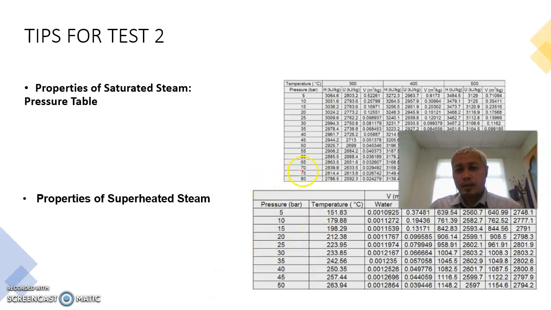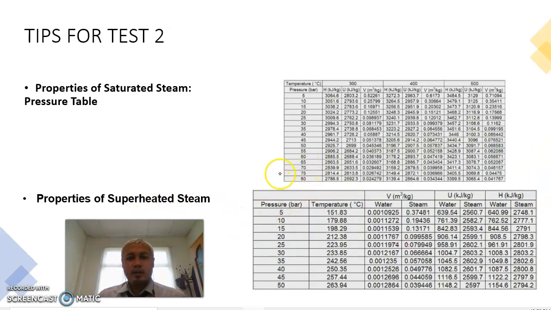Okay, this is the table that I will give to all of you. Before that, let me move my video. This kind of table will be given to all of you for test 2. So, properties of saturated steam, pressure table. You will be given the value of pressure. If the question mentions the value of pressure, you just look at this part, and you need to look at the question to see whether you need to find the value of enthalpy, internal energy, or specific volume.